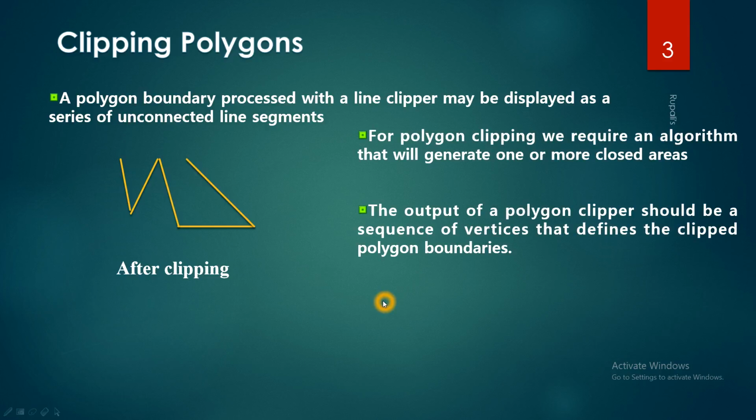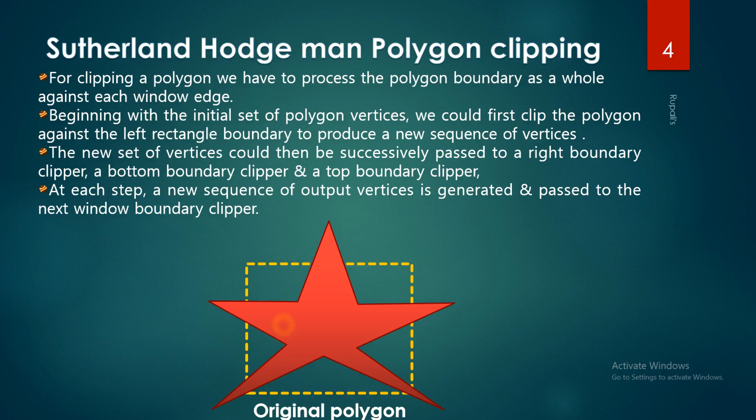For polygon clipping, we require an algorithm that will generate one or more closed areas. The output of a polygon clipper should be a sequence of vertices that defines the clipped polygon boundary. So the output should be this, but using a line clipper, we can't get any closed area, we get a series of unconnected line segments. So we have to learn the polygon clipping algorithm.